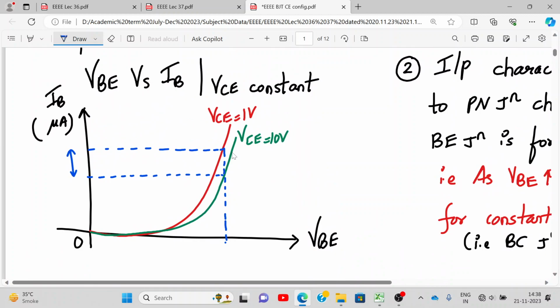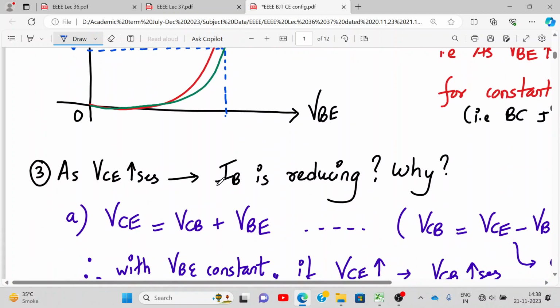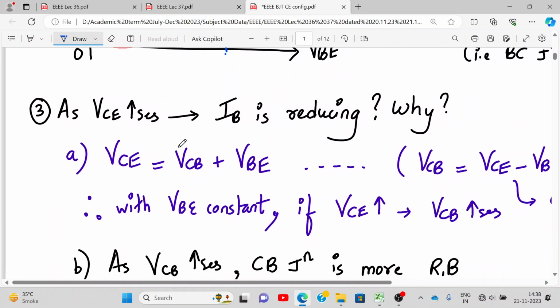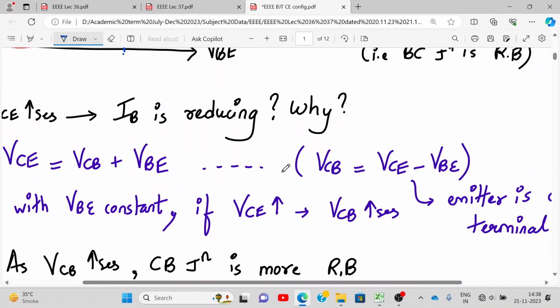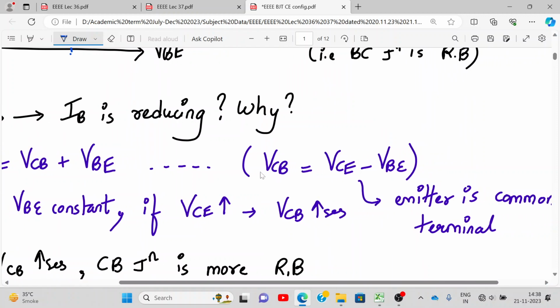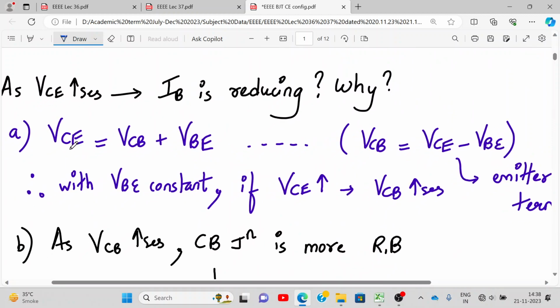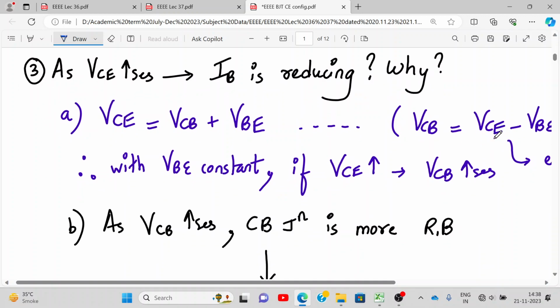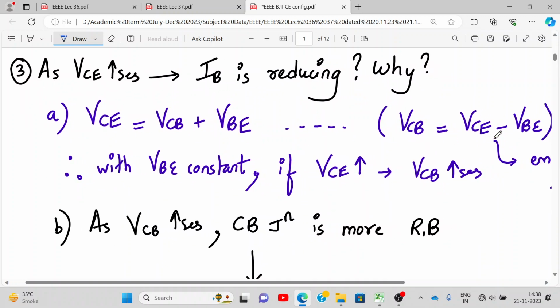Did you understand why it is exponential in nature? Because of the PN junction nature. Okay. Now I have to explain why IB is reducing. So can I say VC is VCB plus VB? No, didn't. Acha. Since VCB can be written as VC minus VB, right? Emitter is common, na? So we can write VCB as VC minus VB since emitter is common terminal. So here only I can write VC as VCB plus VB. Understood this? Okay. So therefore VB is constant. Why VB is constant?